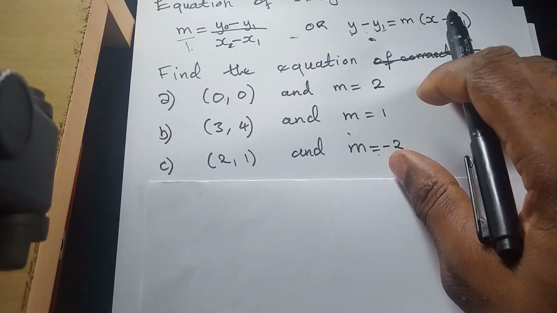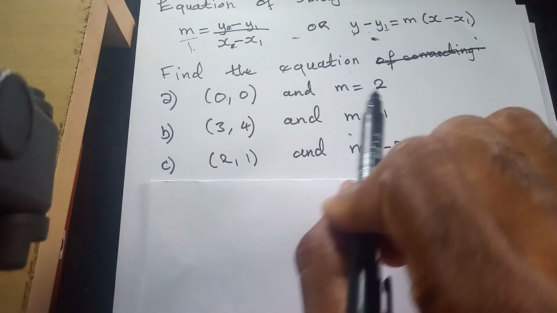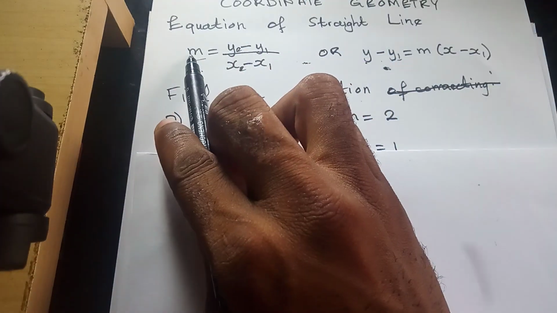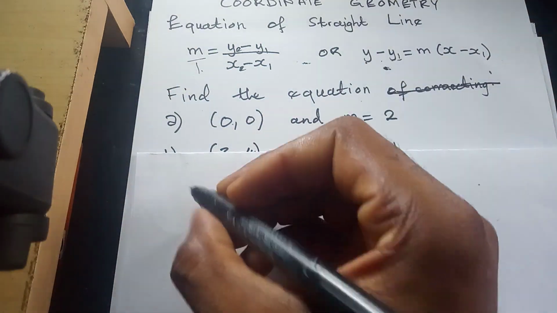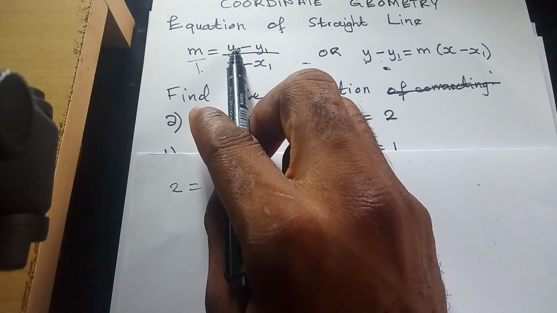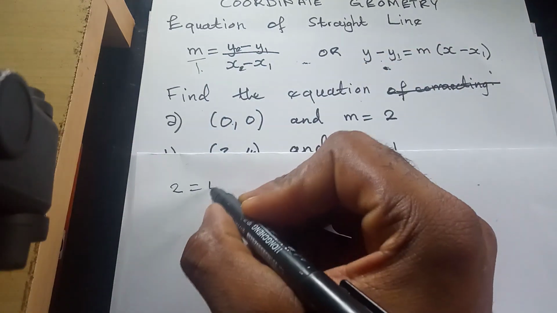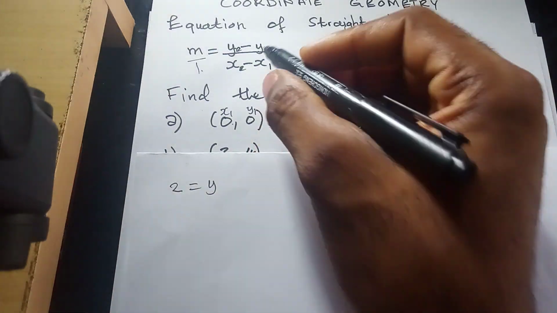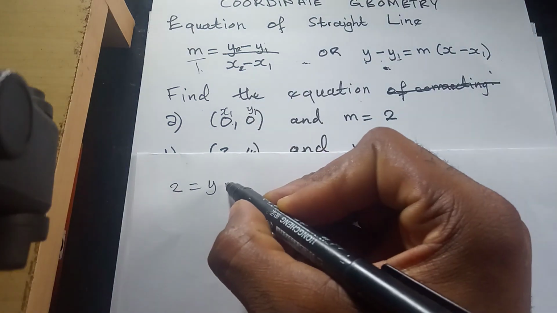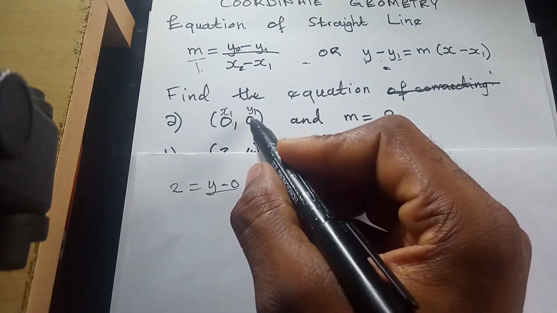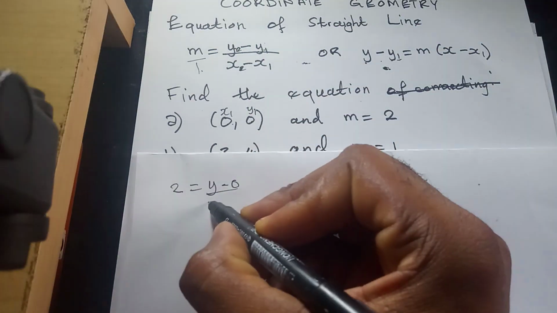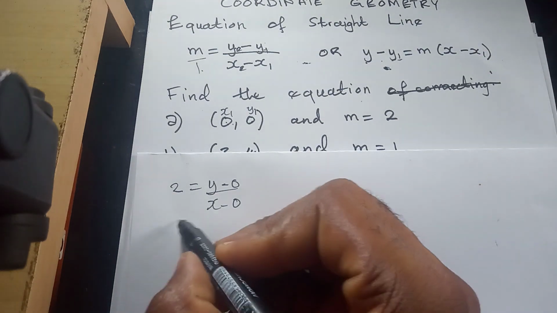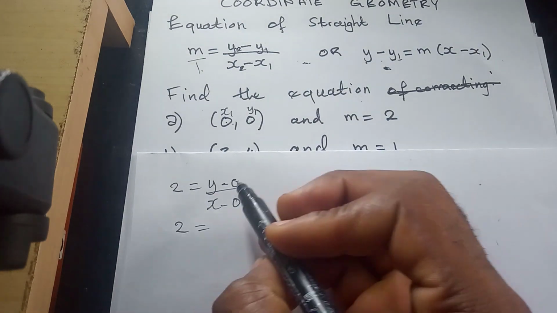So let's find the equation passing through the point 0, 0 and has the gradient 2. So on the part where you have an m, just put your 2. And then on the part where you have your y, you can just write your y. And then these will be your x1, y1. So on the part of the y1, just put your 0, this one here. And then you have x minus, on the part of x1, you can put your 0. And then simplify and cross multiply.